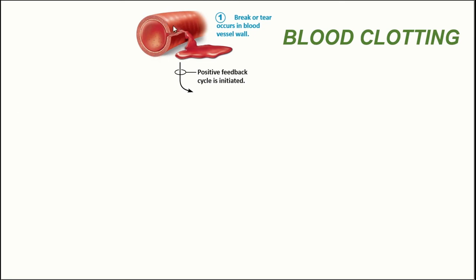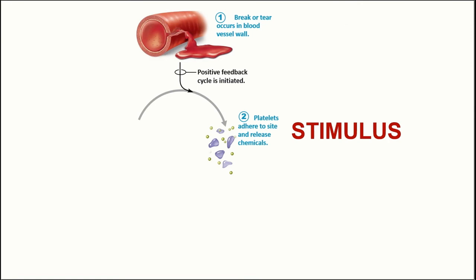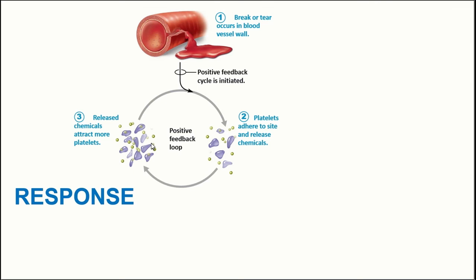Let's say we have a break or a cut that occurs in the wall of a blood vessel. This initiates a positive feedback cycle. That positive feedback cycle starts to activate small cell fragments in our blood called platelets. Platelets begin to adhere to the site of the break, and those platelets start to release chemicals. This release of chemicals is our initial stimulus here. These chemicals released by the platelets in turn attract more platelets to the site of the break.